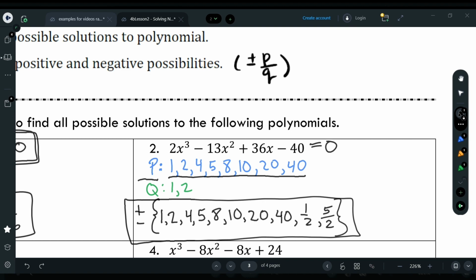That's what the rational root theorem tells us. These are the possible solutions. Again, it doesn't ask us to solve, so we're going to stop here. But if you were to solve, then you'd have to go and check, find one that is a solution, and then do synthetic division.